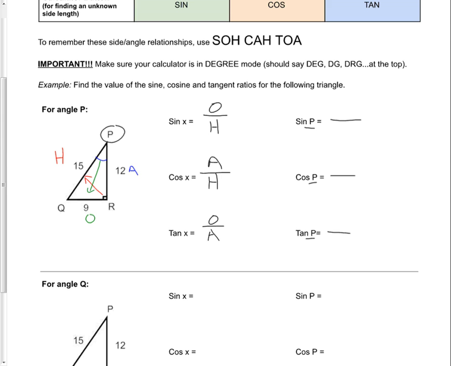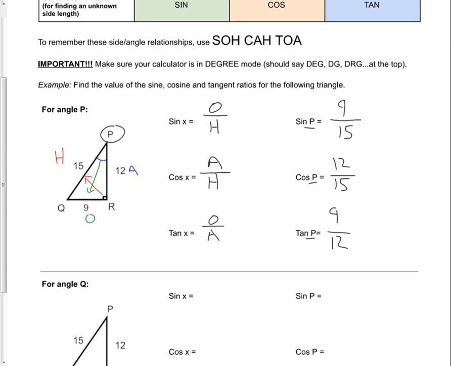So for sine of angle P, sine of any angle is equal to the opposite divided by the hypotenuse. In this case, we know that our opposite is 9, and our hypotenuse is going to be 15. For our cos of P, we know that it's the adjacent divided by the hypotenuse, so the adjacent here is 12, and the hypotenuse is again 15. If we then look at the tangent ratio for angle P, tangent is our opposite divided by our adjacent. So our opposite is 9 units, and our adjacent happens to be 12 units long.